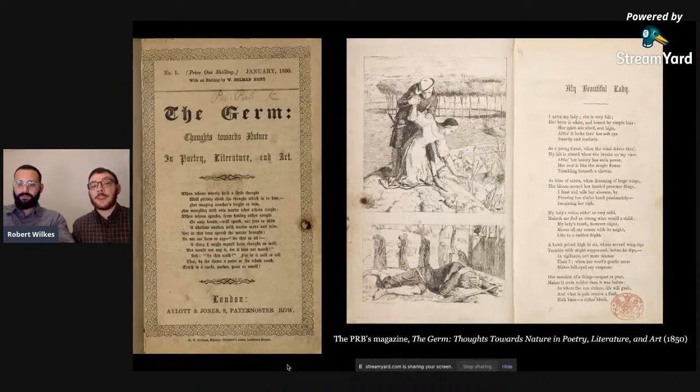And so the PRB, the Pre-Raphaelite Brotherhood, they produced their own magazine in order to disseminate their ideals, and they called it the Germ.